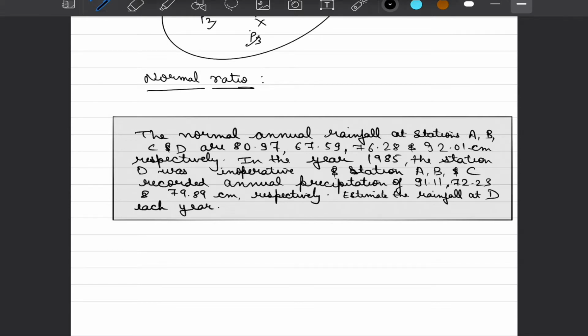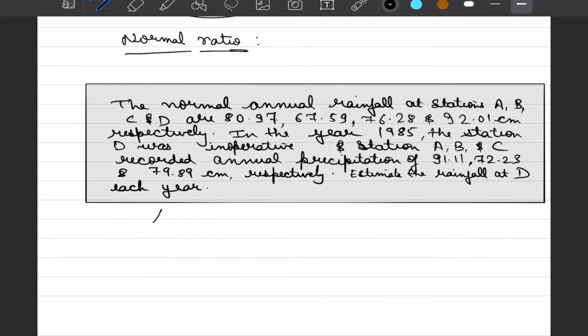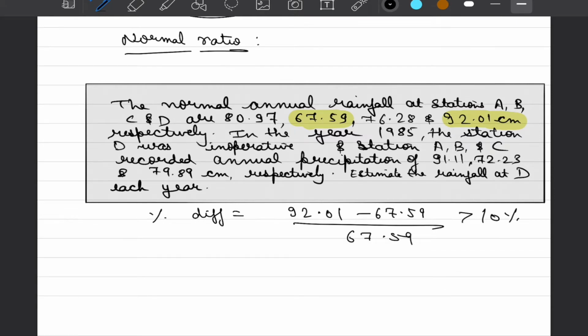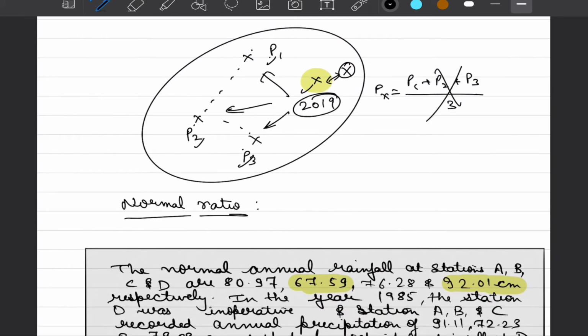But first of all, let's check for the variability. We compute the percentage difference between site D, for which data is missing in 1985, and the station where the observed normal precipitation was lowest, which was 67.59. This is computed as 92.01 minus 67.59, divided by 67.59, and to calculate a percentage, we always multiply by 100. If this difference is greater than 10%, then the simple arithmetic mean method may not be useful, and that's where we have to resort to the normal ratio method.